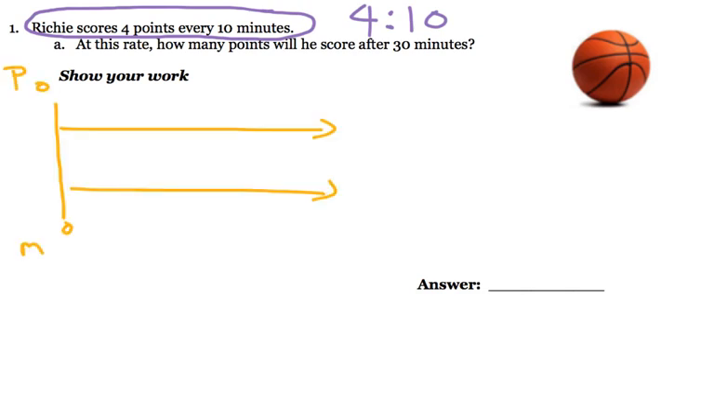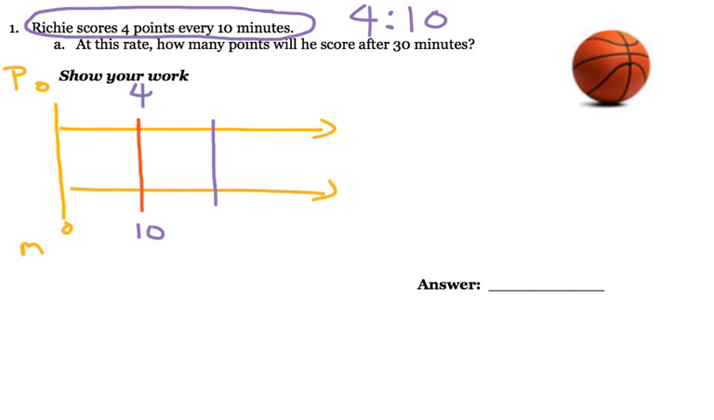A really strong strategy is the double number line. So I have points on top, minutes on the bottom. 0 to 0 is always the starting ratio. And then I'm going to go ahead and put the ratio the problem gave us, which was 4 points every 10 minutes. And now just think about it.